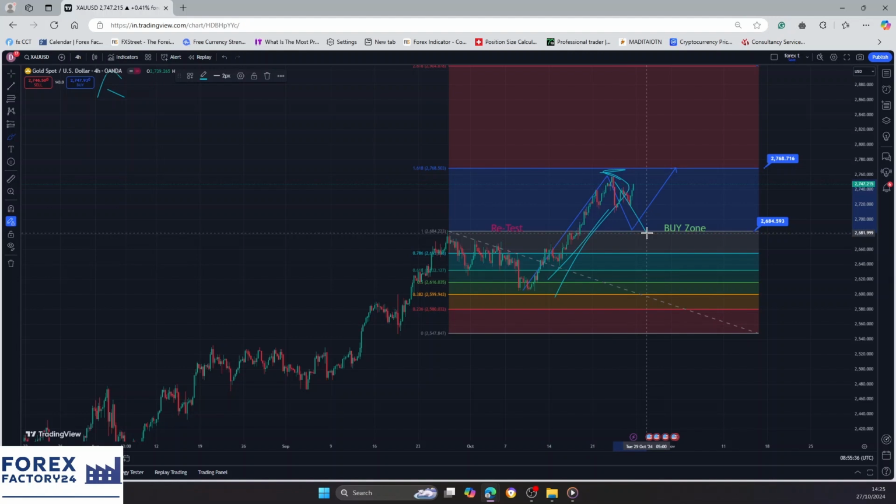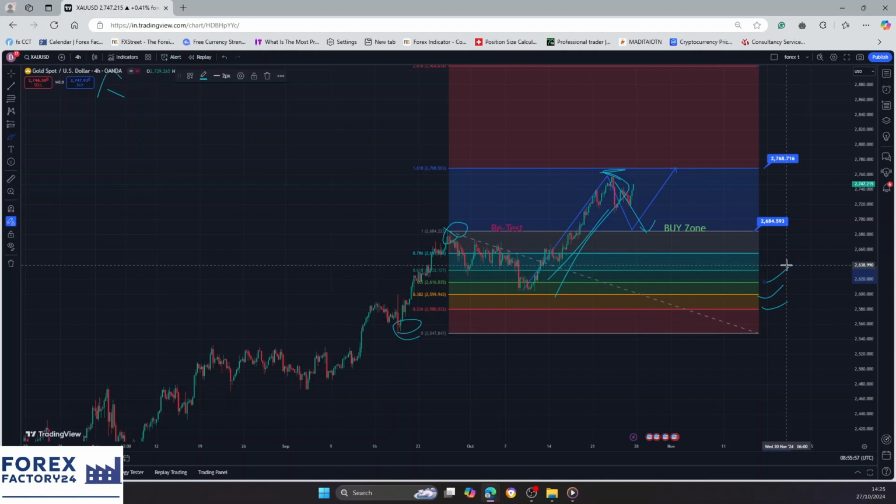I've added Fibonacci retracement levels from a recent swing low to the swing high. The key Fib levels to watch are 38.2% at about $2,599, 50% at $2,615, and 61.8% at $2,631. These are the zones where buyers could step back in as the price pulls back.